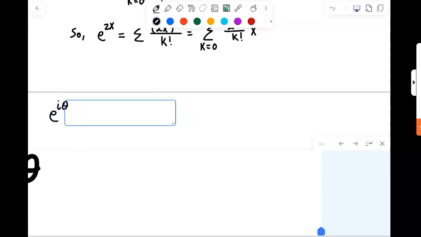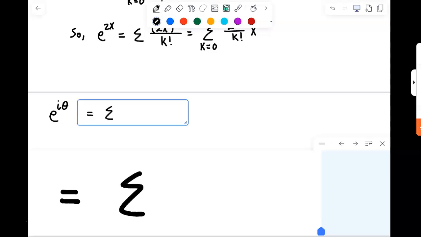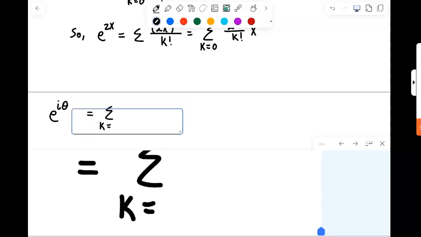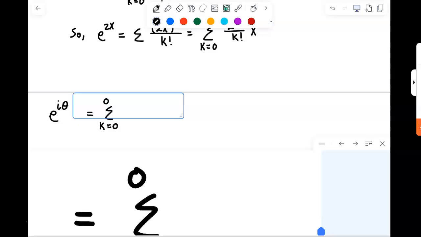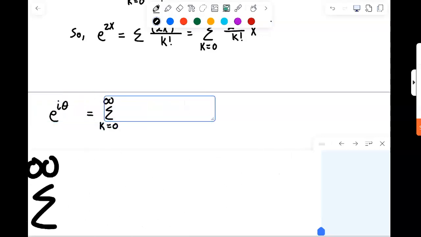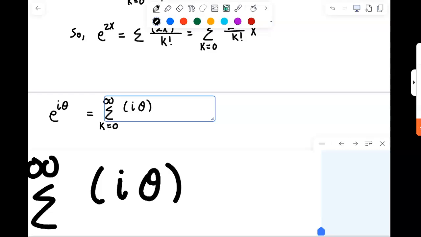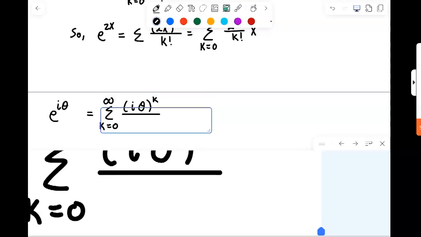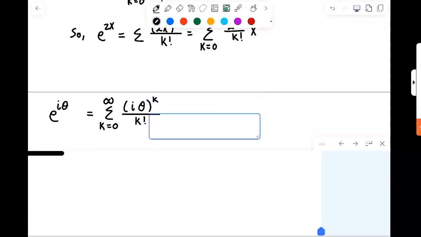So e to the i theta, that means we would go into our e series, which is the sum, as k goes from 0 to infinity, of the expression to the kth power, so i theta to the k, all that over k factorial. And let's start working out the first few terms, and then we want to notice something about these terms.